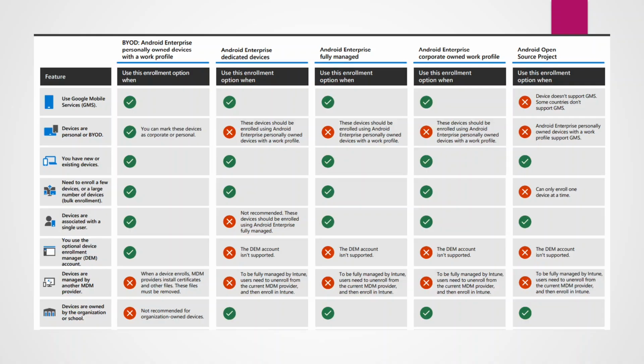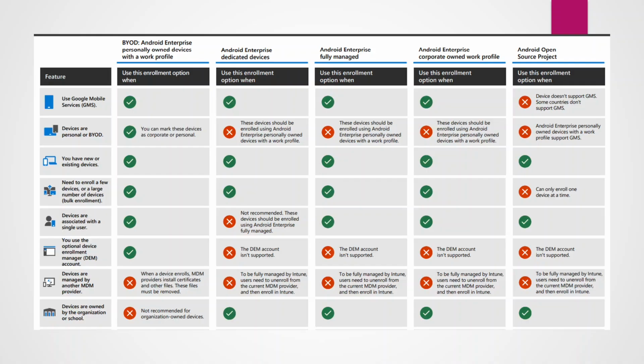However, AOSP enrollment has some limitations of its own. For example, bulk enrollment may be more restricted and more scenarios may require enrolling one device at a time. The AOSP should not be selected for standard personally owned Android devices that use a work profile because that normally requires Google mobile services. This option also does not support the device enrollment manager option.